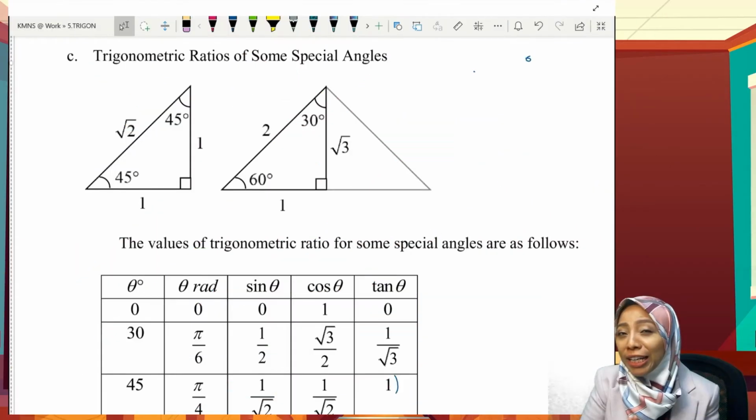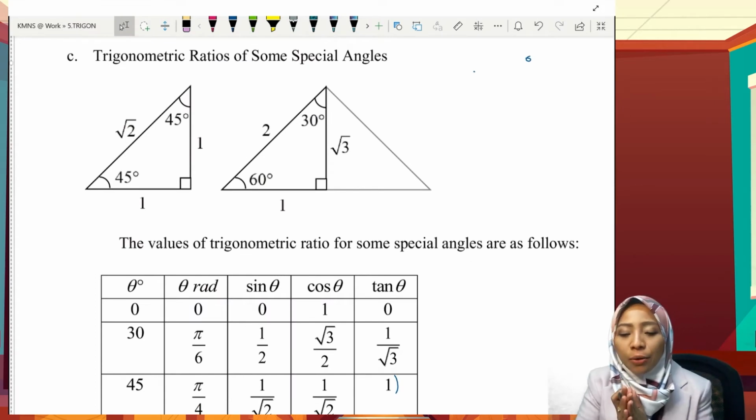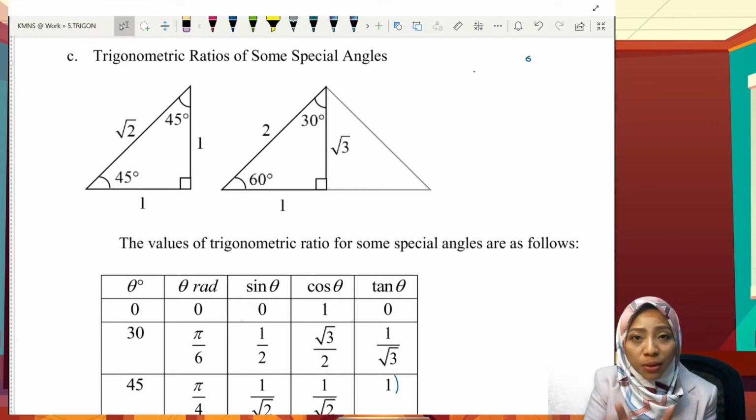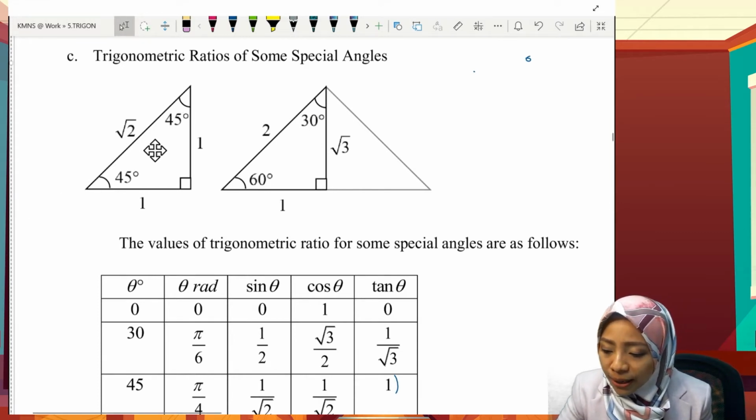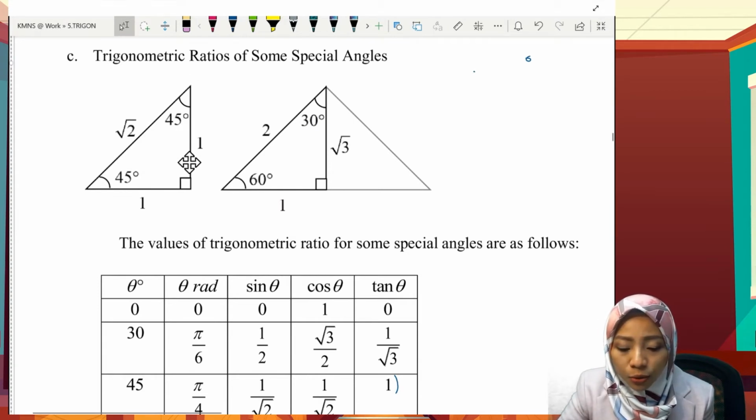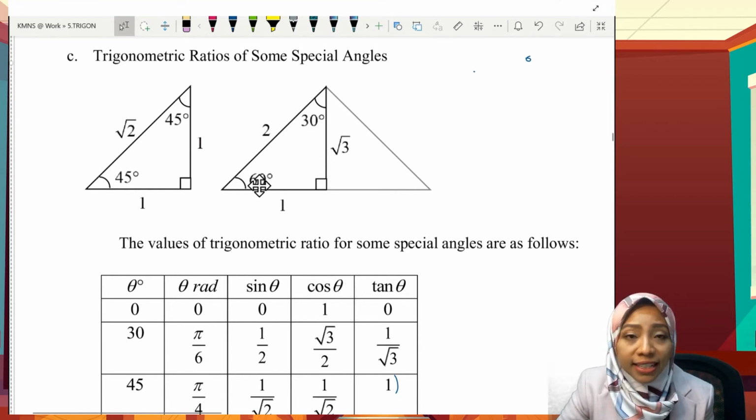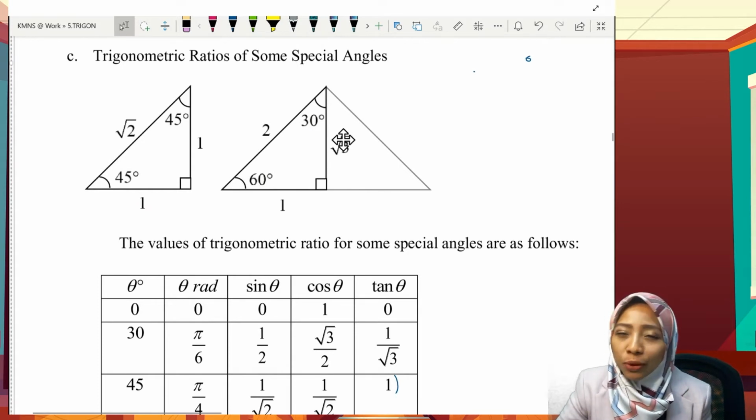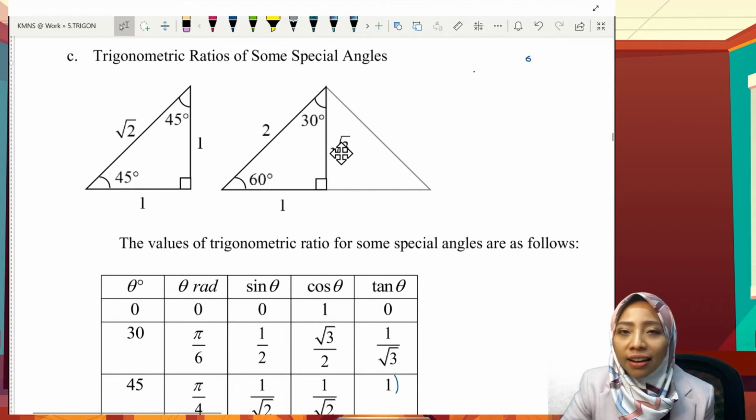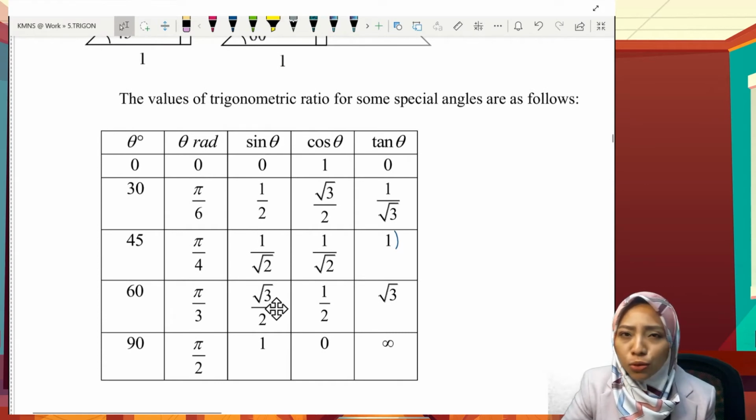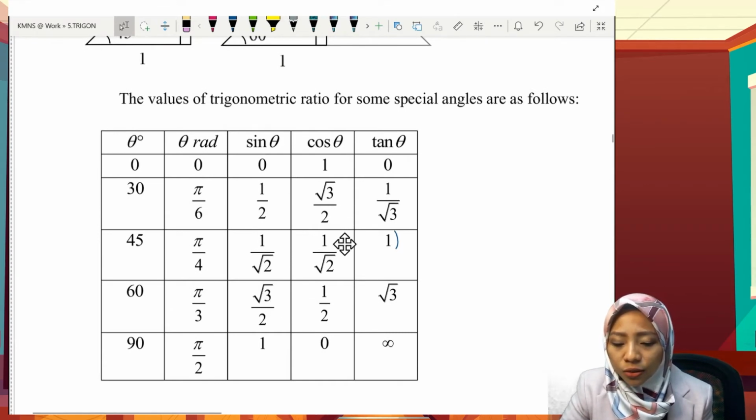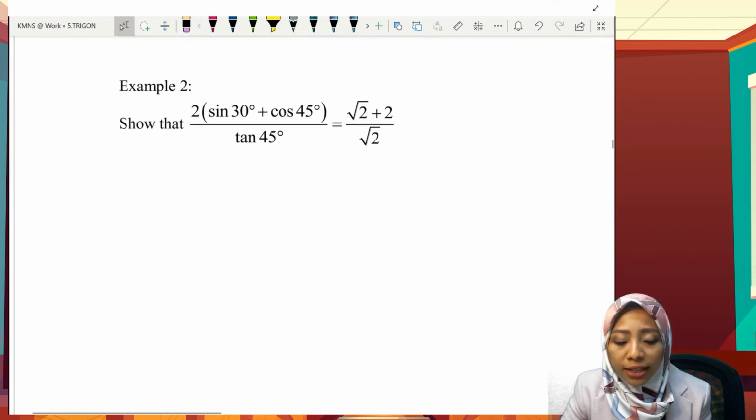Let's move on quickly to 5.2c, where the learning outcome is trigonometric ratios of some special angles. So this angle, 45 degree, can be obtained by the isosceles triangle, where it has two equal sides, while the 30 degree and 60 degree angles can be obtained by an equilateral triangle, where it has three equal sides that is cut into two. Okay, and we can come out with this table, but you don't have to memorize this. Okay, let's go through example 2.